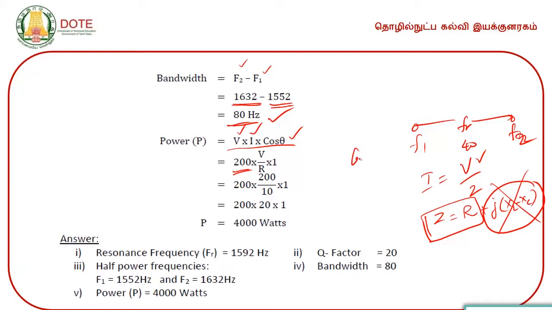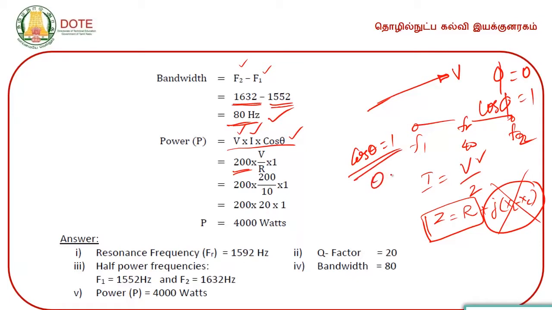How has cos theta become 1? So, at resonance what happens? It is a purely resistive network. In a purely resistive network we have already seen, if this is the phasor of voltage, where should I plot the current phasor? Only when phi is equal to 0, then cos phi will be 1. Since cos theta is 1, it indirectly implies that theta value is 0. If theta value is 0, there is no phase angle difference between voltage and current.